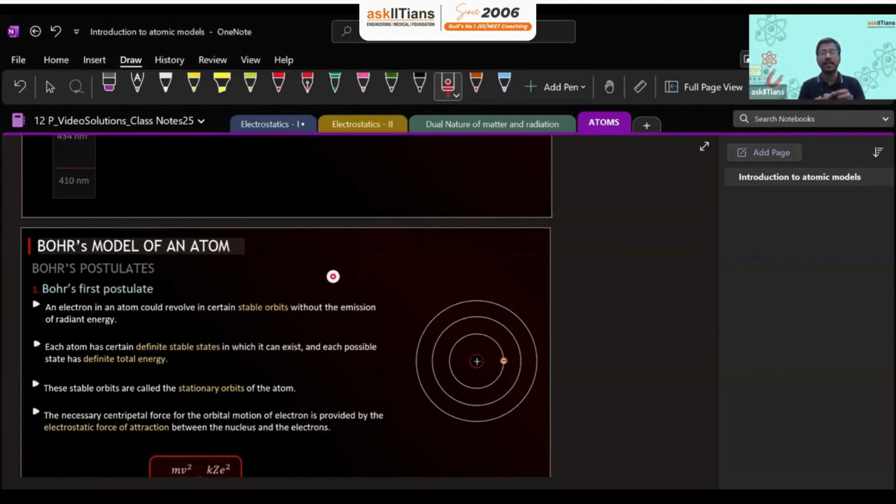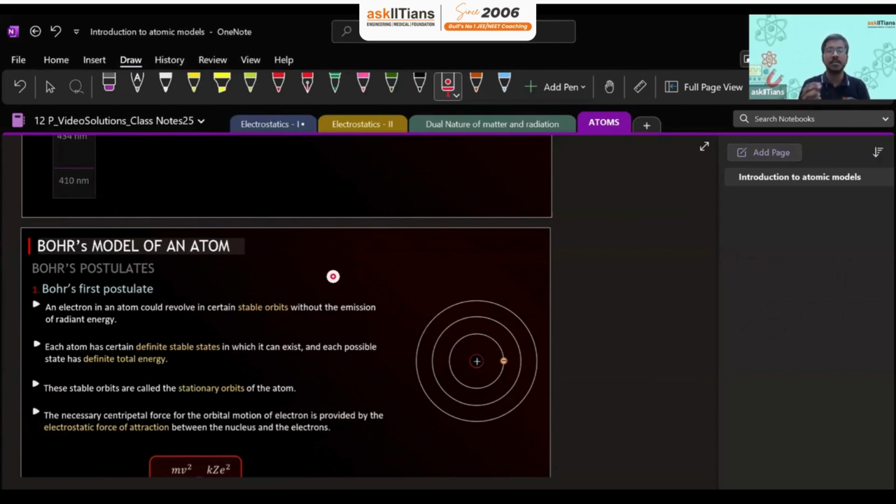In the earlier model, the electron could have had any possible radius and could revolve in any possible path, but it had to be circular, that's all. But Bohr's first postulate says that the electron in an atom could revolve only in certain stable orbits, not all possible orbits. In these particular orbits, they would not emit radiation. That was a very crucial point of Bohr's model of the atom. So in these stable orbits, the electron would not emit radiation, right?